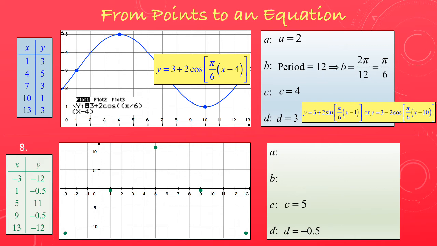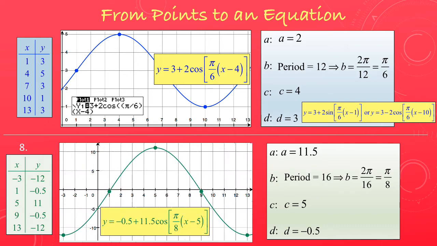Our axis of symmetry D is high plus low divided by 2, which is 11 minus 12 divided by 2, or negative 1/2. Our amplitude, the height of the curve above its axis, is 11 minus negative 0.5, or 11.5. Our period is 13 minus negative 3, which is 16, and therefore b equals 2 pi over the period, which is pi over 8. So putting it all together, our answer is y equals negative 0.5 plus 11.5 cosine of pi over 8 quantity x minus 5.